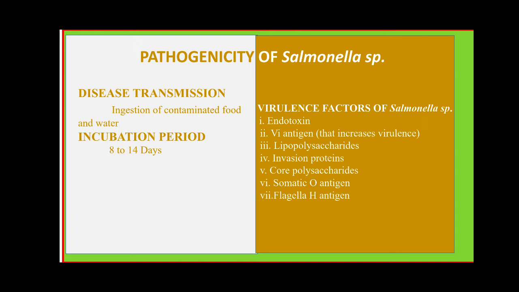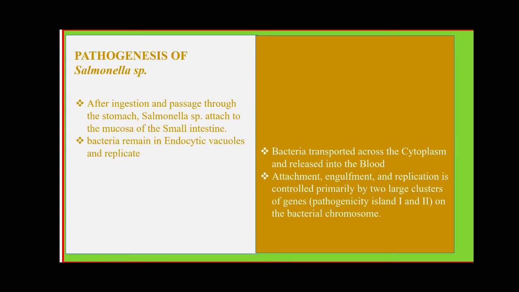Virulence factors of Salmonella species: endotoxin, Vi antigen that increases virulence, lipopolysaccharides, invasion protein, coat polysaccharides, somatic O antigen, flagellar H antigen. Pathogenesis of Salmonella species: after ingestion and passage through the stomach, Salmonella attach to the mucosa of the small intestine. Bacteria remain in endocytic vacuoles and replicate in our body. Bacteria are transported across the cytoplasm and released into the blood in our body.